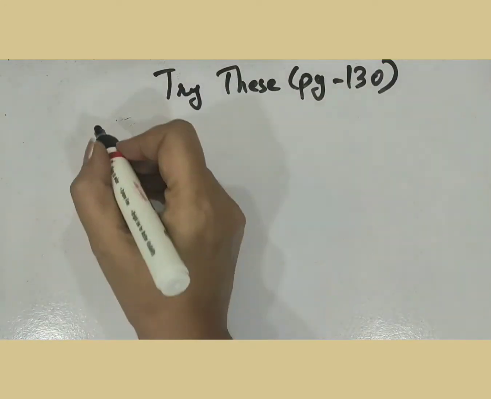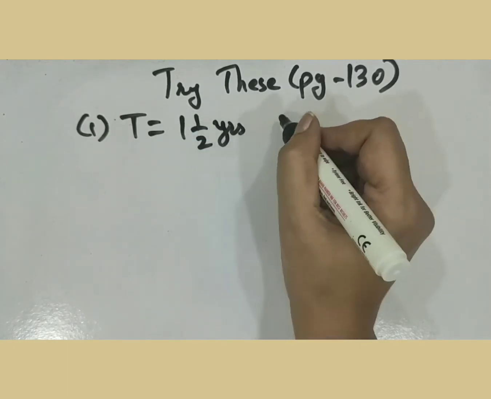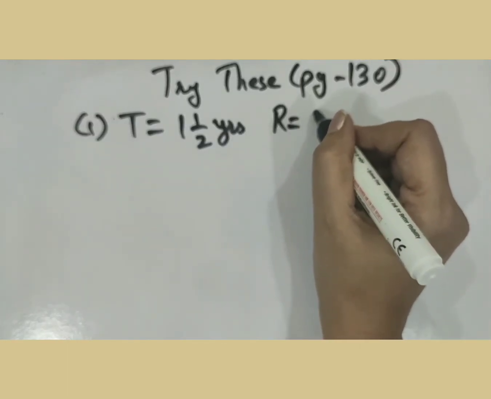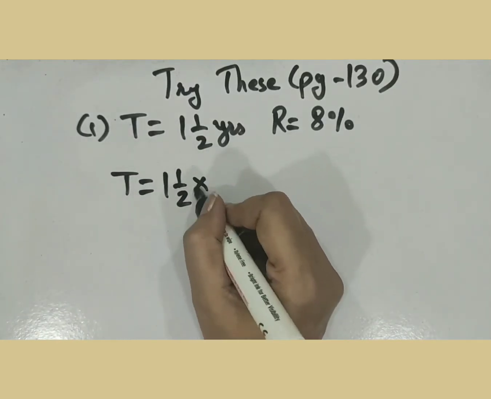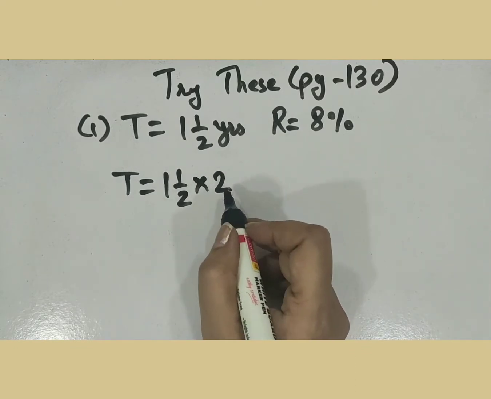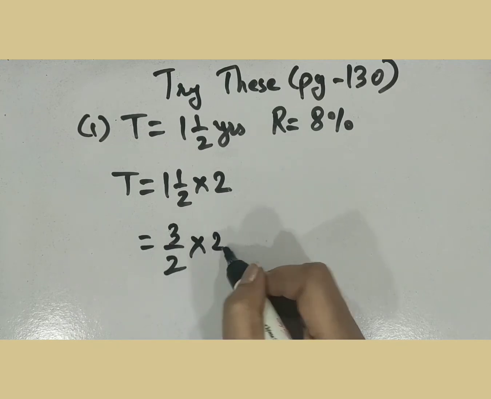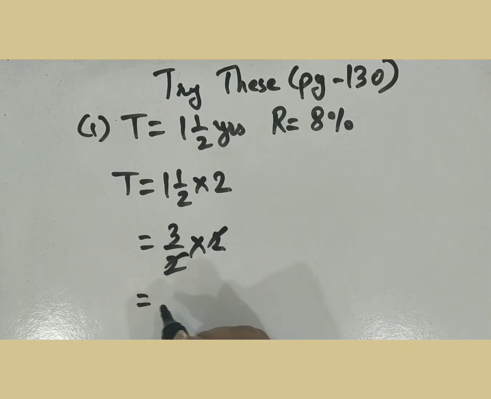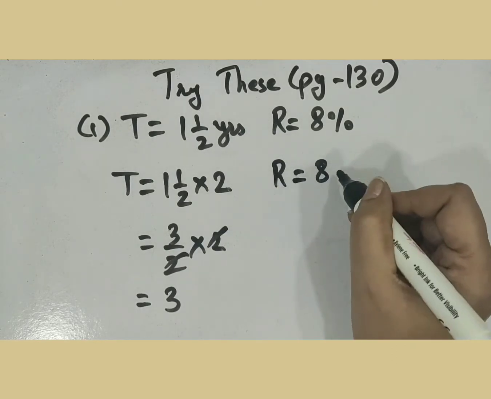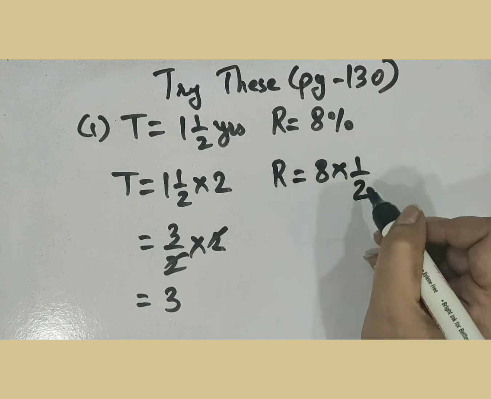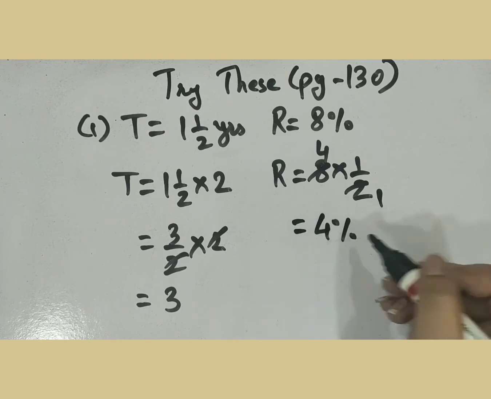Let us solve. First, here my time is 1.5 years and rate is 8%. So my time will be 1.5 into 2. 1 and 1 upon 2 will become 3 upon 2 into 2. So 2 will get cancelled and I will get 3 half years. Similarly, rate will become half. So it will be 8 into 1 upon 2. Both will go by 2: 2 ones are 2, 2 fours are 8. So it will be 4%.